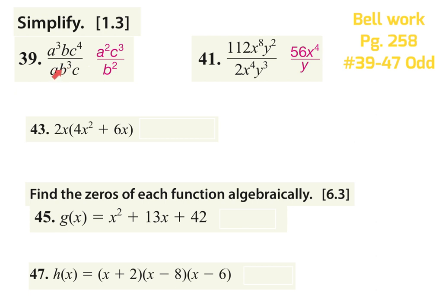You can also see where your higher exponent is. That's where it's going to end up. And then for the c, I have 4 over 1. Subtract and you get c to the third. And so we reduce that.